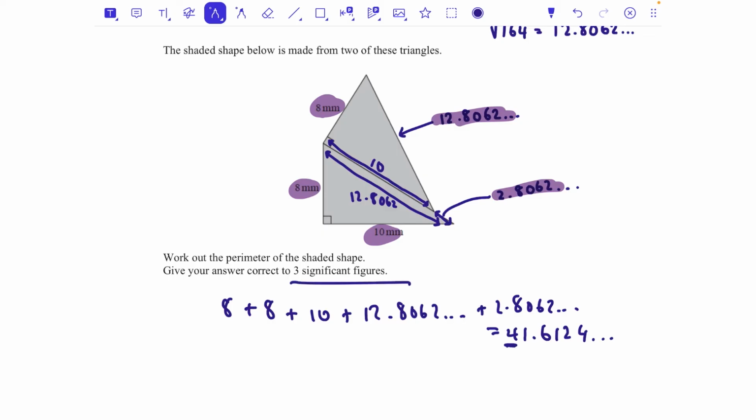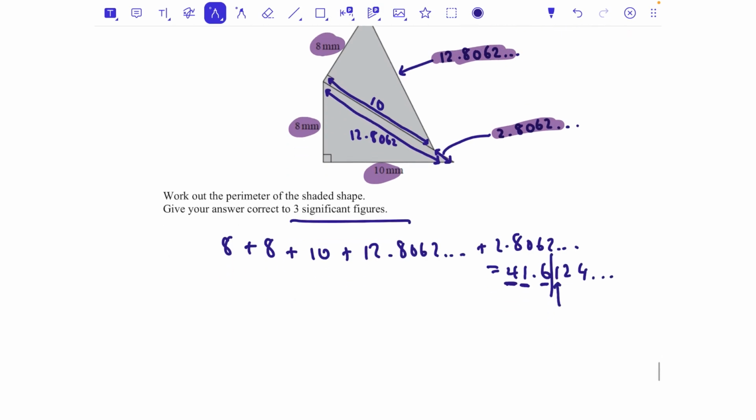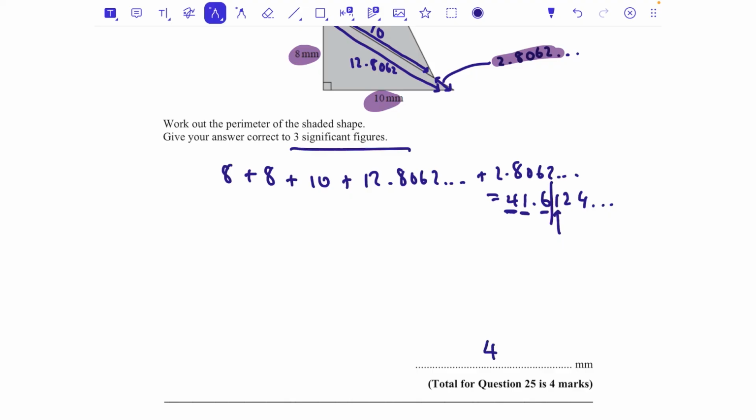So there's your first significant figure, there's your second, and there's your third. Always check the next number. In this case, it's a 1, so it rounds down. So 41.6 is going to be my final answer for 4 marks there.